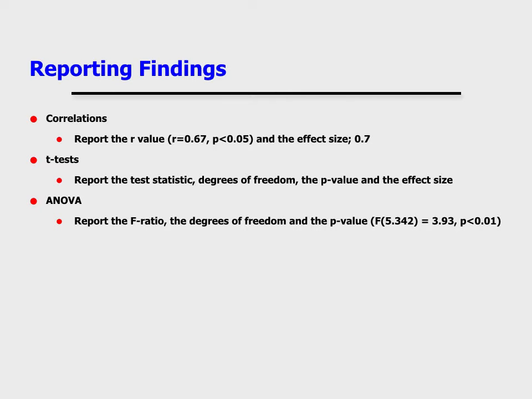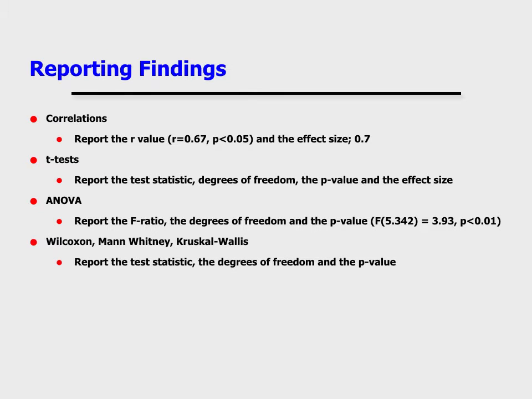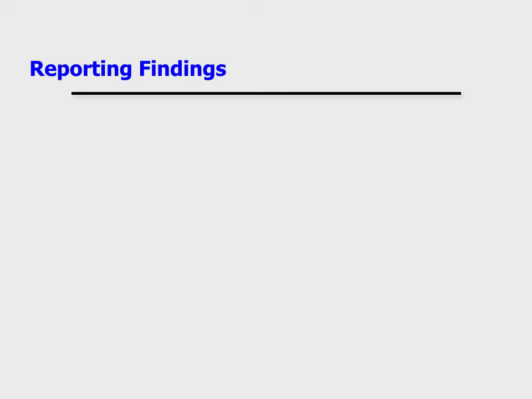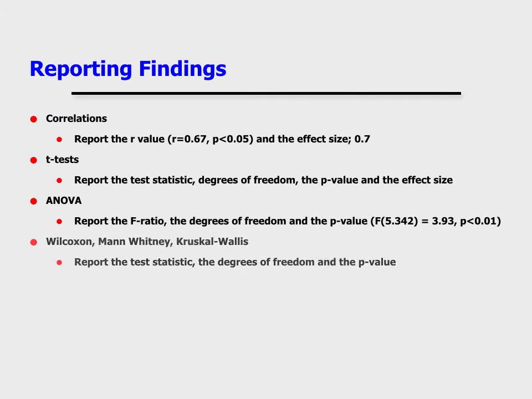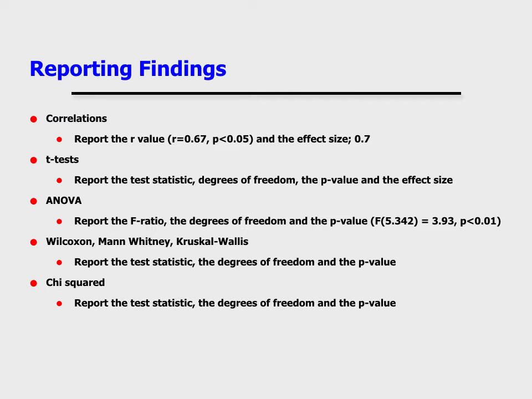In an ANOVA, we report the F statistic, the degrees of freedom, and the p-value as well. Wilcoxon, Mann-Whitney, and Kruskal-Wallis are tests that are used for non-parametric data, so you report the test statistic, the degrees of freedom, and the p-value. A chi-squared is used for categorical variables, and we report the test statistic, the degrees of freedom, and again the p-value. So these are just different ways of reporting our information. Obviously, there are many, many more statistical tests that we can use, but these are the most common.